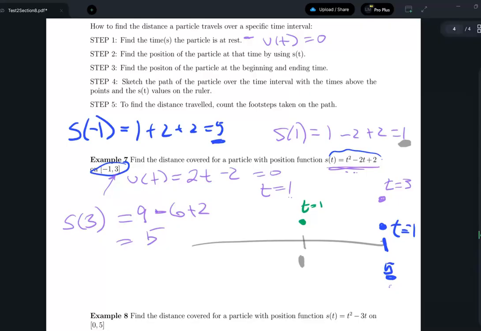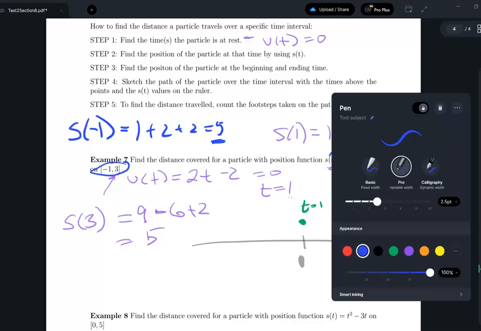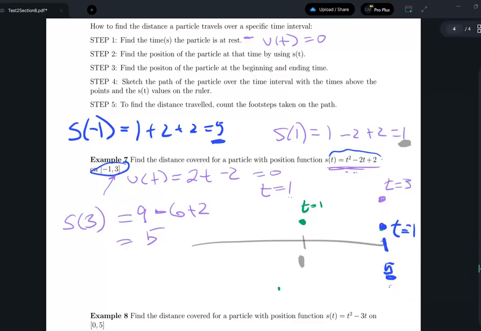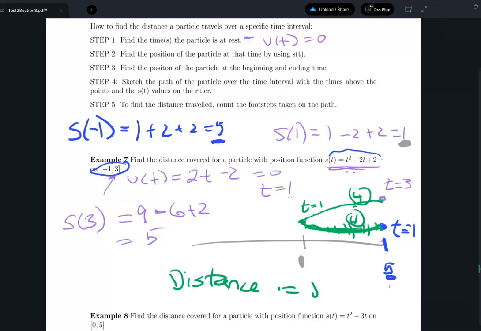So let's see. I'm counting footsteps, right? So let me get green here. So I start here and I draw the path. So from here to here, there's 4 footsteps, right? And then from here to here, there's another 4 footsteps. So the total distance is 8.